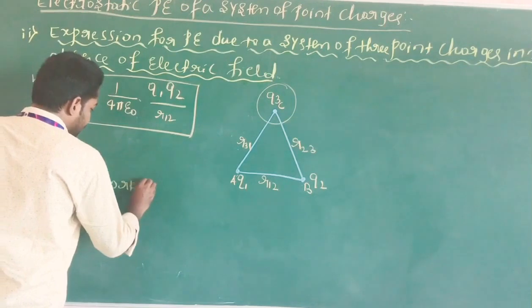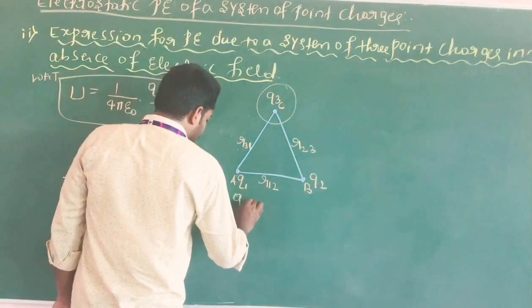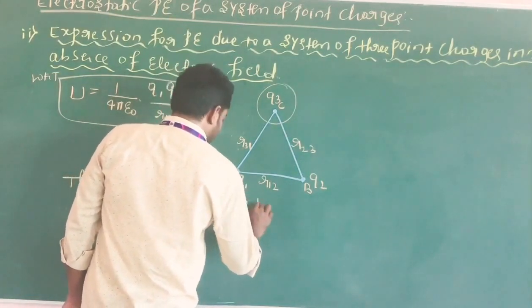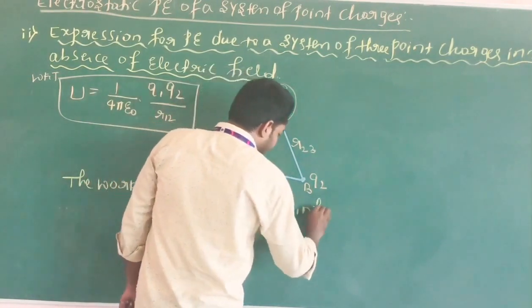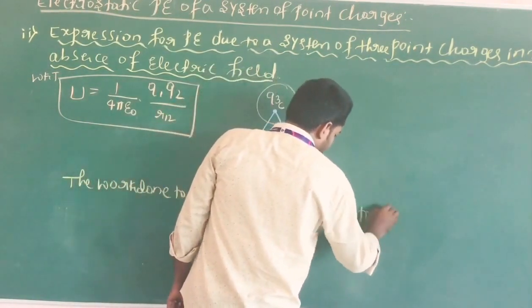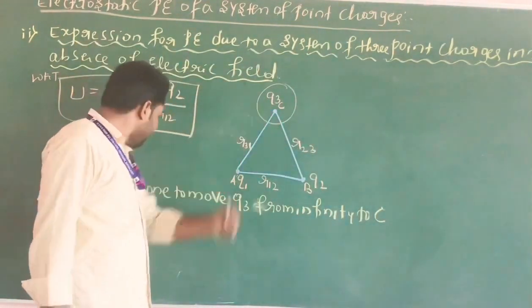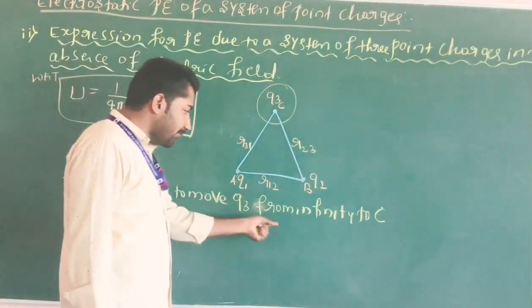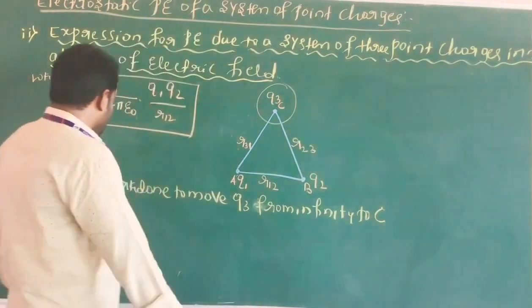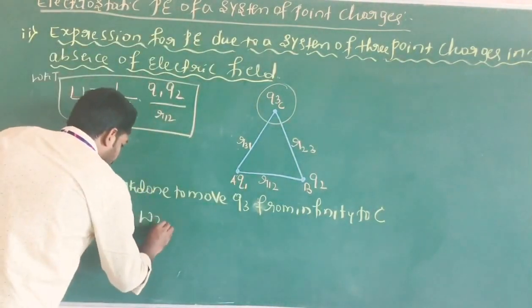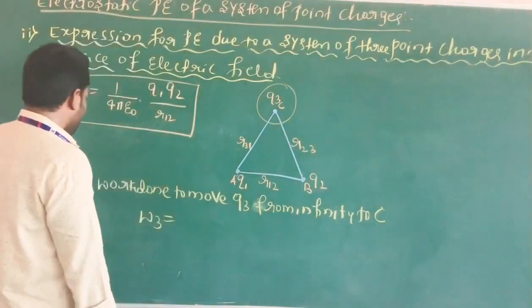The work done to move Q3 from infinity to C. Here, for the third charge at point C, the amount of work done to move Q3 from infinity to C is W3. We know the formula.